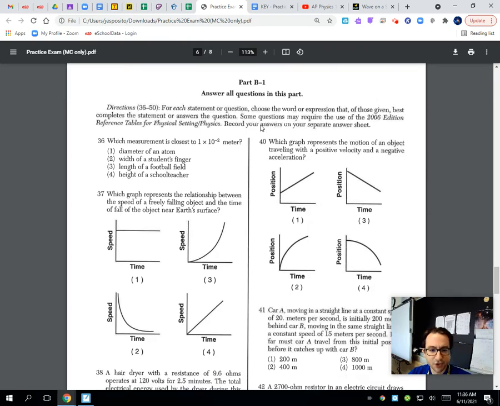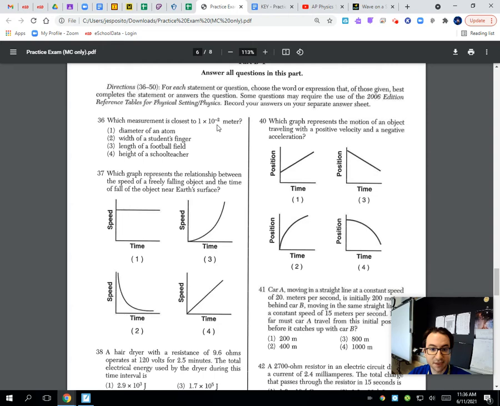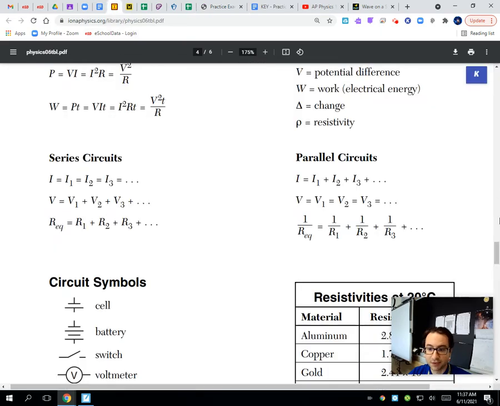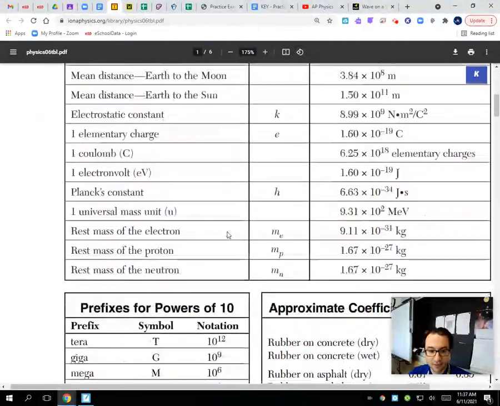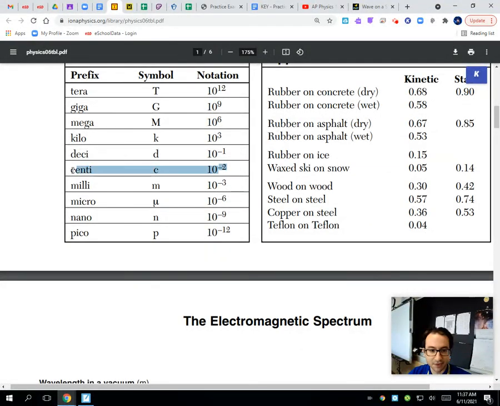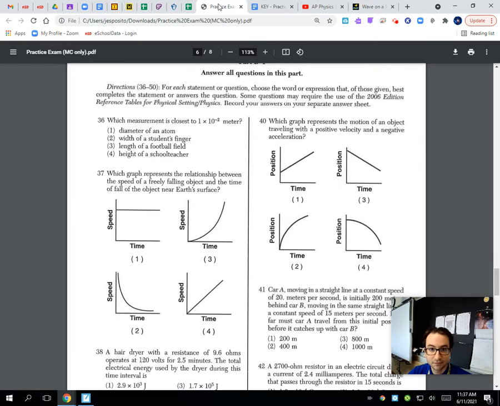Question 31, which measurement is closest to 1 times 10 to the -2 meter? Well, we just have to know what that means. That would be 1/100th of a meter, also known as 1 centimeter. 10 to the -2, of course, means centi. So this question relies on your familiarity with what a centimeter looks like. It's like this. So how long is that?